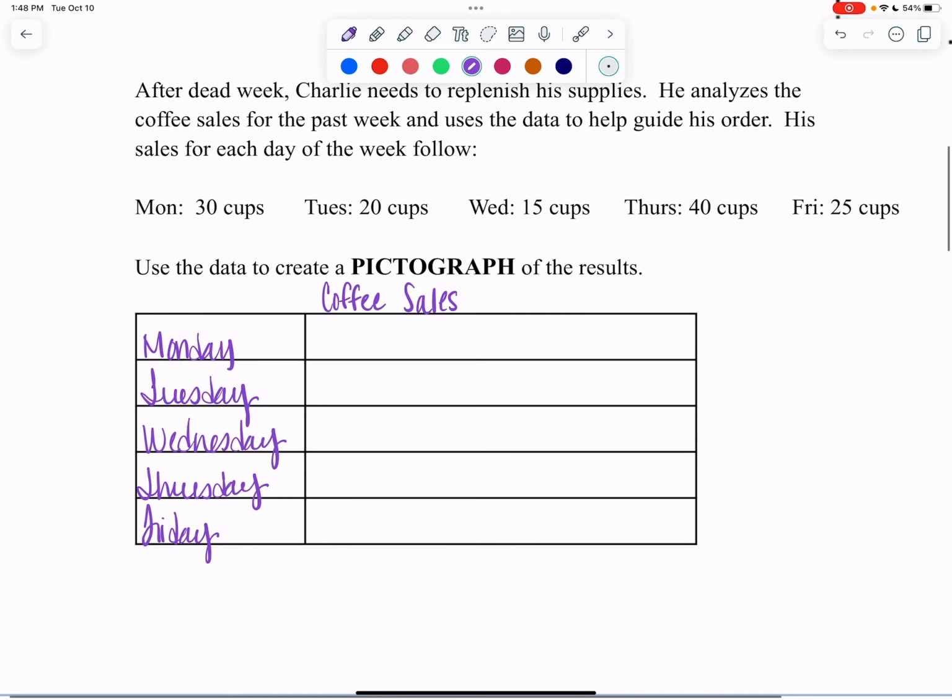So we need to come up with a way to represent multiple cups of coffee at once. It looks like all of our data values are multiples of 5. So we could do 1 cup is equal to 5 cups of coffee. That would work. Or we could even do 1 cup is equal to 10. That might be a little faster.